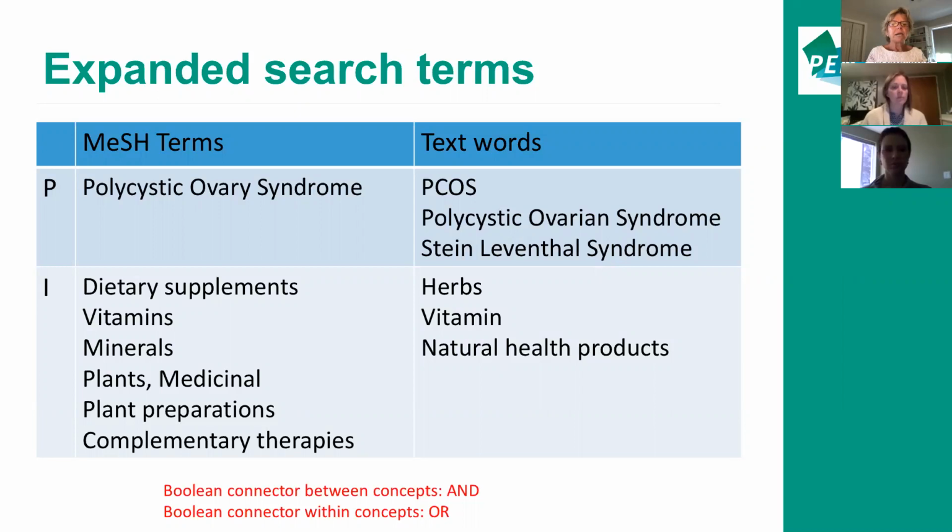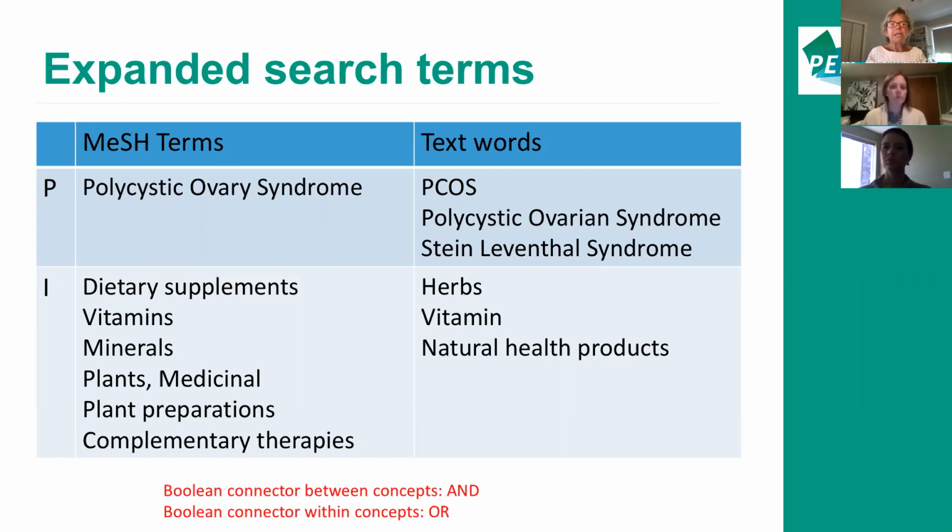If we were to connect all of the population terms together using OR, polycystic ovary syndrome, or PCOS, or polycystic ovarian syndrome, or Stein-Leventhal syndrome, and then we start combining it with all of the terms for the interventions, it can start to limit the search too much. So it is good to keep a broad search and start to narrow it as too much information comes forth.